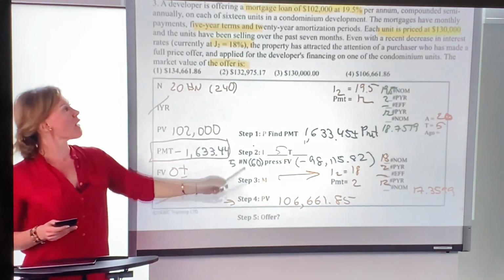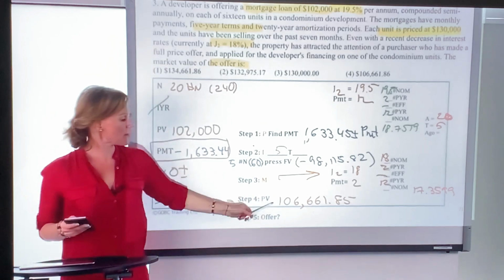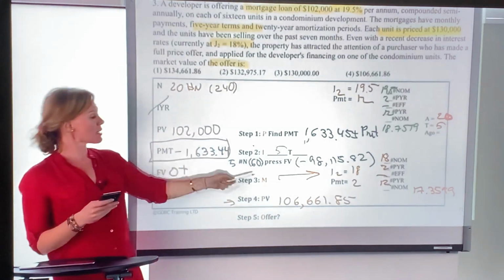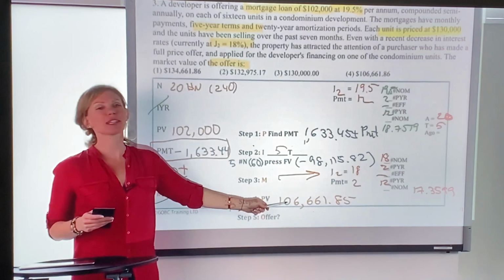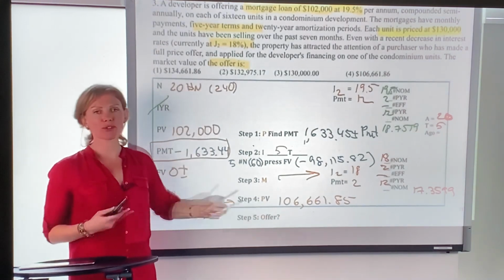And they're looking for the offer. So what does that mean, the offer? So what is this PV? That's your market value of a mortgage. So that's just the mortgage. That's how much the developer makes on you on the mortgage itself. But we're not done in the question because they still want the offer. If they want the offer, that means you need to have somewhat cash.